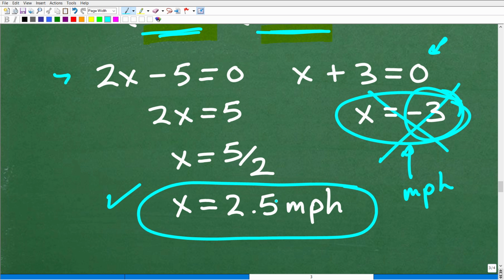But in this case, we'll just wrap this up because this has been a long video, long solution. Here is our final answer. X is equal to 2.5 miles per hour.